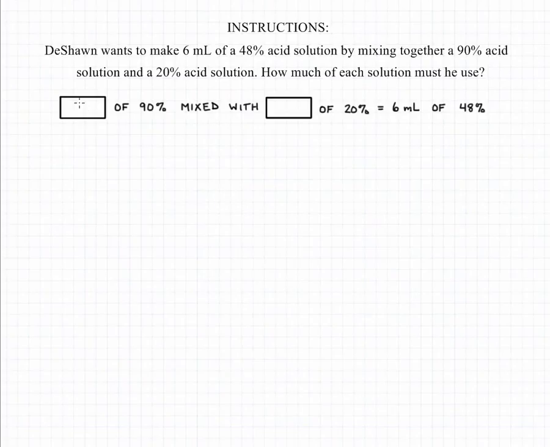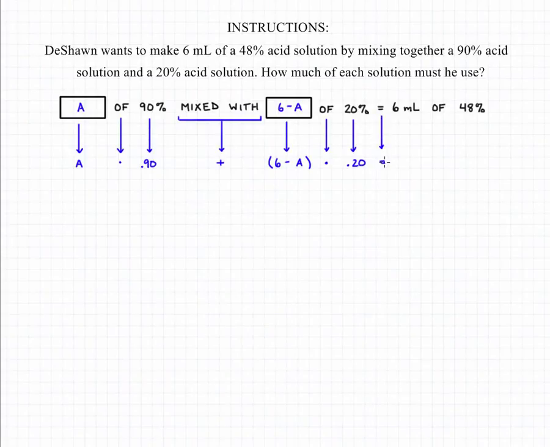of 90% solution that we used to A, and setting the amount of 20% solution to 6 minus A. That way we guarantee that when we add them together, we'll end up with 6. If we translate, we'll have A times 0.90, mixed with becomes plus, and we're going to have that 6 minus A, it's one quantity, so we need to put it in parentheses, of is multiplied, 20% becomes 0.20, equals is equals, 6 milliliters becomes 6, of is again multiply, and 48% is going to be 0.48.